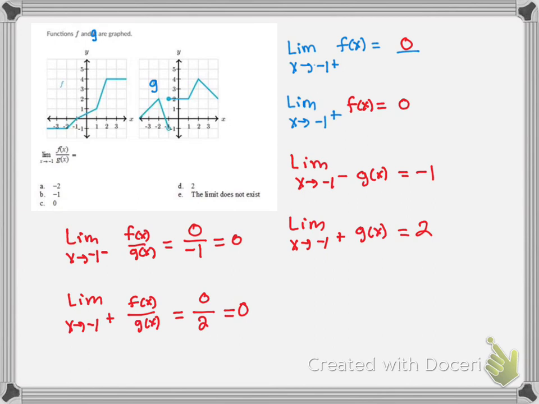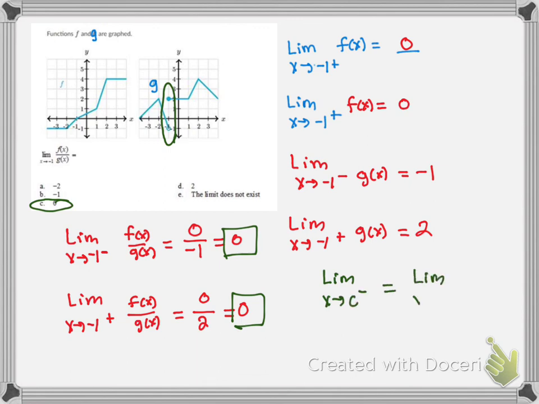So even though it looked like this was a non-existent limit because of this jump discontinuity, when we look at from the left and from the right, each of these are 0, meaning 0 is my answer. Pretty sneaky. Just a reminder, we always have to check, does the limit on the left side of C equal the limit on the right side of C? This is really required to show a limit exists or does not exist.